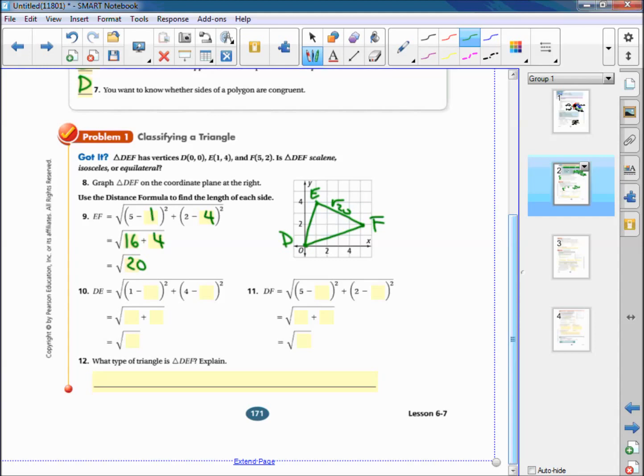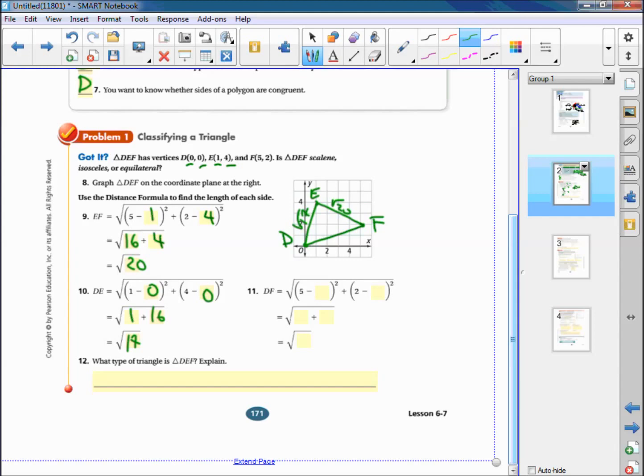20. Okay? So the distance from D to E is going to be 1 minus 0. That's E's x's subtracted. And 4 minus 0. That's E's y's subtracted. Okay? Square both of those. So 1 squared is 1. 4 squared is 16. So the distance from D to E is going to be the square root of 17. So this is the square root of 17. So we know already, at best, we have an isosceles triangle.